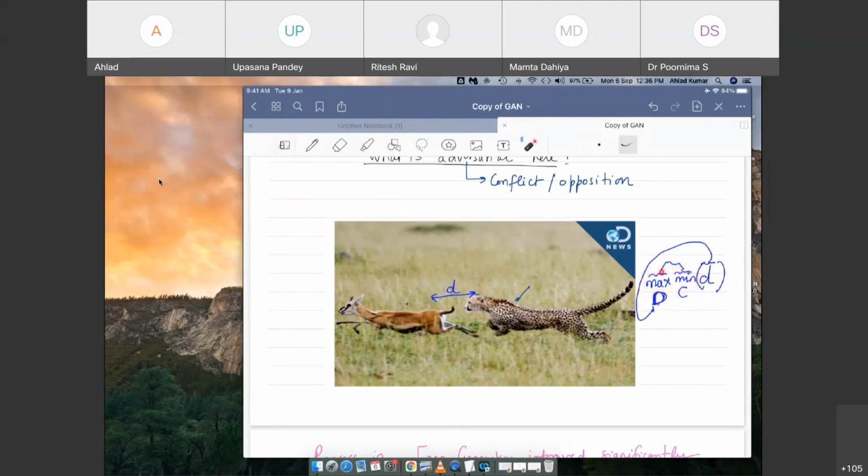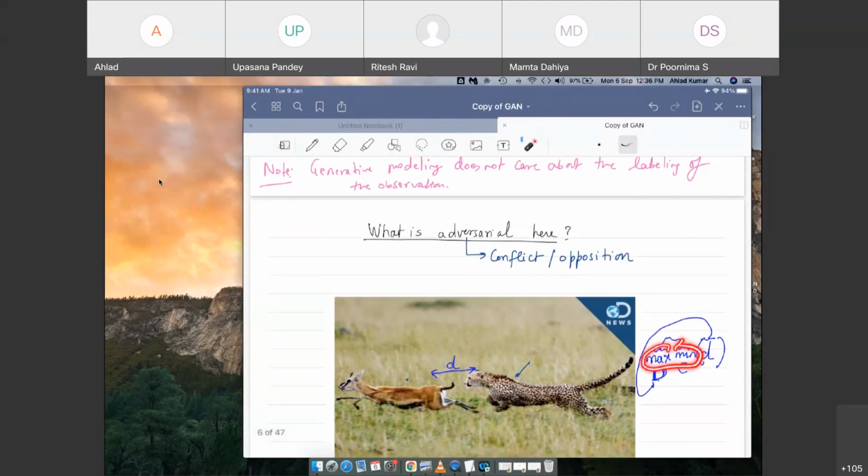So just keep this in mind, that this max and min is coming because of the adversary or a conflict or an opposition which is happening in the generative adversarial network. So that's what we have here. So this is the adversary concept.